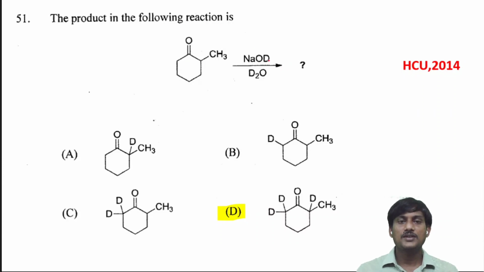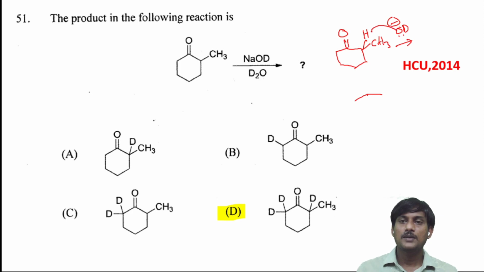The product in the following reaction is: in presence of base there is a formation of enolate. Here there is an abstraction of proton by base OD minus and there is a formation of enolate. So this one abstracts protons, and here there is a formation of O minus, here double bond, and this one is methyl group. Similarly, when there is abstraction of proton from this carbon, you will get this enolate.